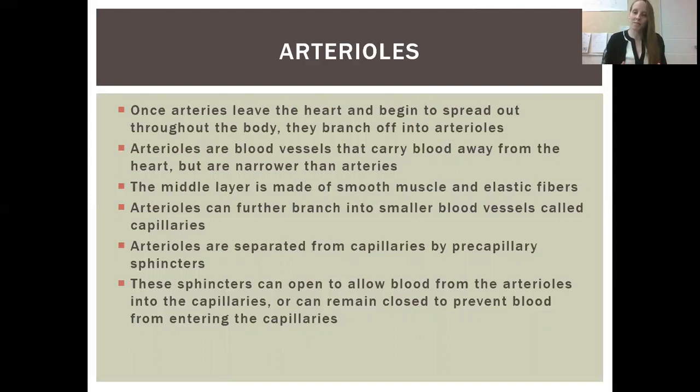The whole point of these sphincters is to squeeze closed and essentially block off some of the capillaries. The reason for that is because you have so many capillaries in your body that you actually don't have enough blood to fill them all at once. So your body has to alternate which capillaries are open and which capillaries are closed, and it does that by closing the sphincters.